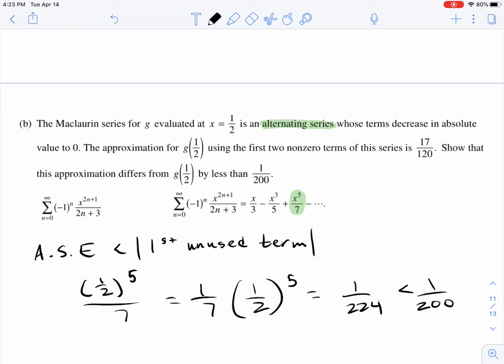Okay, so what we've just done is we've just shown that our alternating series error, which is less than the first unused term, is going to be smaller than this value that we've just found here. And this already is less than 1 over 200. So the approximation for g of 1/2 of 17 over 120, that is a really, really good approximation. We know that the error, or how much this approximation is off by, is going to be even smaller than 1 over 200. It's going to be smaller than 1 over 224, which is already a pretty good value.